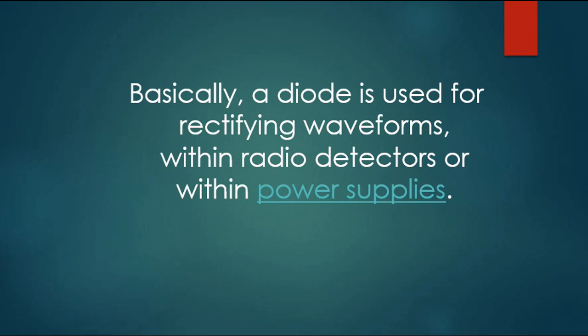So basically, a diode is used for rectifying waveforms and within radio detectors or within power supplies. You know, most of us don't really know how our handset, our cell phone, our laptop, or the majority of the electrical or electronic gadgets we use in our homes work. All they know is that this thing is working, and they don't know the components that make up that particular gadget that they are using. But for you to understand all this, I will be showing you those things practically, because I know that very soon I will be showing you, and you will see how to solder and desolder.